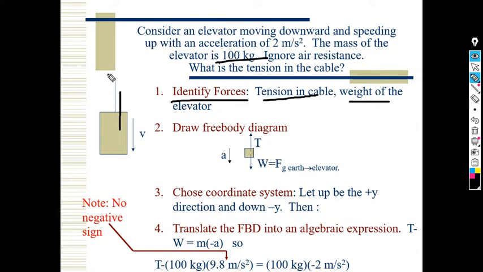Now, what will be the free body diagram for this present situation? This free body diagram is: this is an elevator, T is the tension in the string, a is the acceleration acting downwards, and W is equal to the force due to gravity on the elevator.